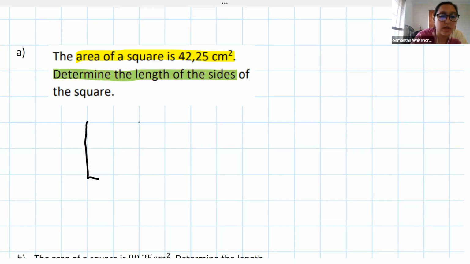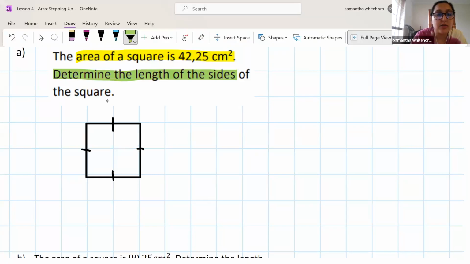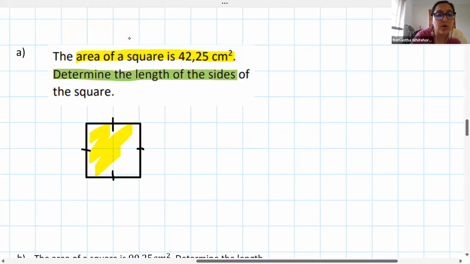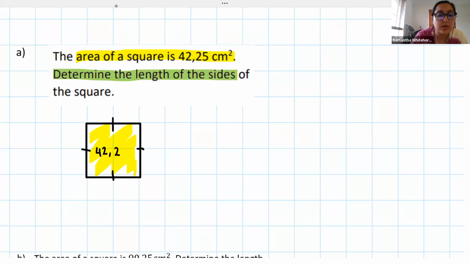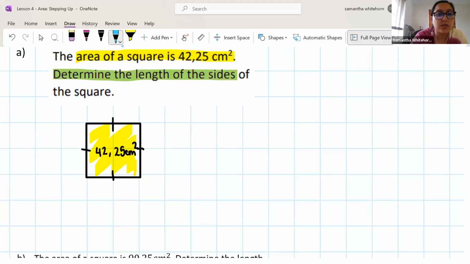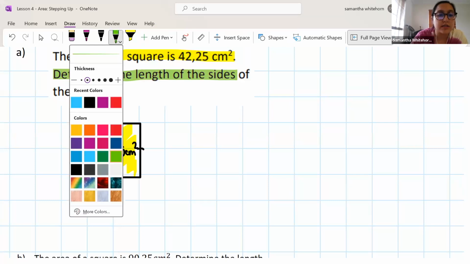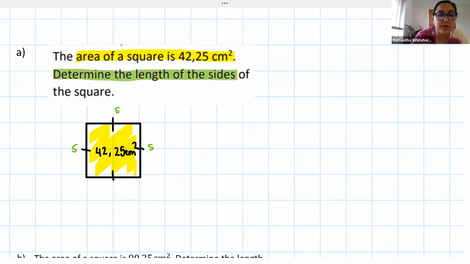If this is our square, my square went weird there. It's still a bit weird. We know that a square has all 4 sides equal in length. I'm also telling you that the area of the square, so this whole space that it takes up, is 42,25 centimeters squared. We want to work backwards and figure out what the side lengths of my square are. So I want you guys to give this a try by yourselves. Let's see what we get.